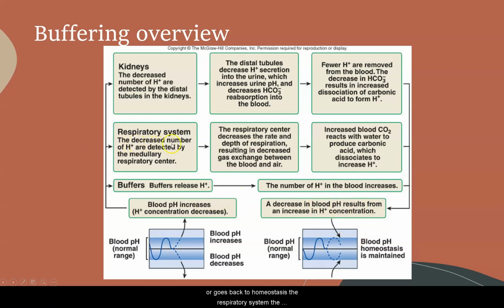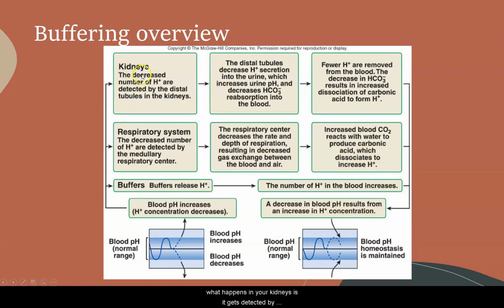The respiratory system, the decreased numbers of protons get detected by the medullary respiratory center. The respiratory center then decreases your rate and depth of respiration, resulting in decreased gas exchange between the blood and the air. And the increased blood carbon dioxide reacts with water to produce carbonic acid, which dissociates to increase protons and, of course, then lower the pH.